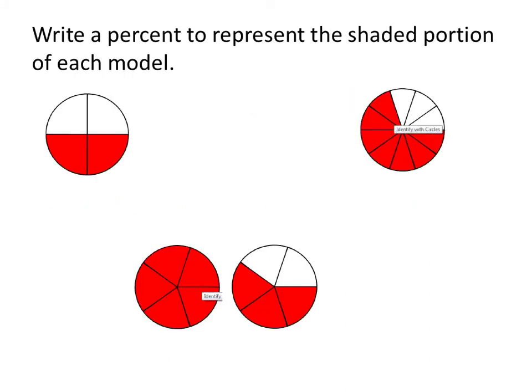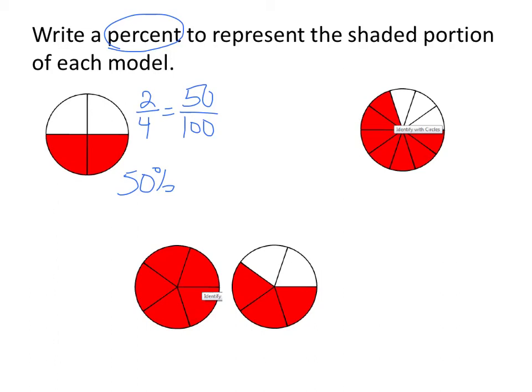Alright, so now what we want to do is we want to write a percent to represent the shaded portion of each model. So if we look at our first one, we have 2 out of 4 regions that are shaded. But we want to write this as a percent. So we need to make this out of 100. 4 times 25, 2 times 25 is 50. Some of you would be able to just look at that and know that it's half of it, so it would be 50%.